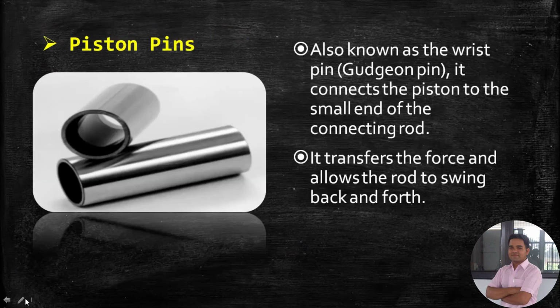The next important parameter we are considering is the piston pin. The piston pin connects the piston to the connecting rod. It is also known as a wrist pin, and it connects the piston to the small end of the connecting rod. It transfers the force and allows the rod to swing back and forth. Whatever forces are generated by the flue gases inside the cylinder are transferred with the help of this piston pin to the connecting rod.